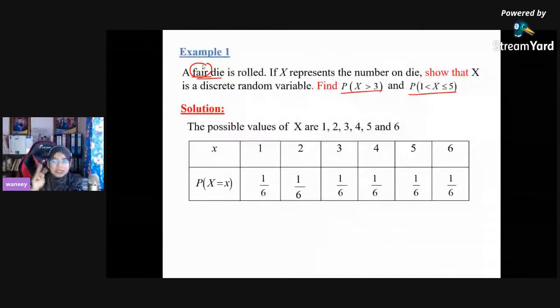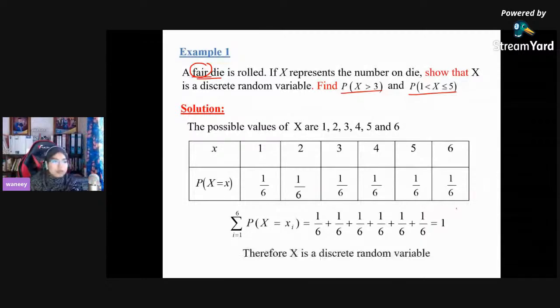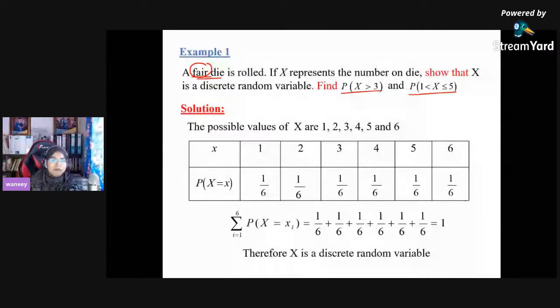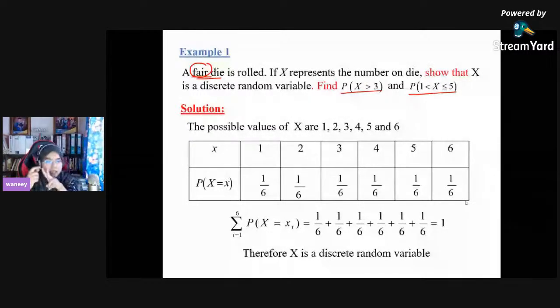So now let us test the second condition. If I do 1/6 plus 1/6 plus 1/6 plus 1/6 plus 1/6 plus another 1/6, it is supposed to be 6/6, which is simply equal to 1. So we can say that x is a discrete random variable. How do I know x is a discrete random variable? There are two things that you have to check. The first one, the probability cannot be negative and cannot be more than 1. The second one is that if you add all the probabilities, they should be equal to 1. And then you can say that x is a discrete random variable.